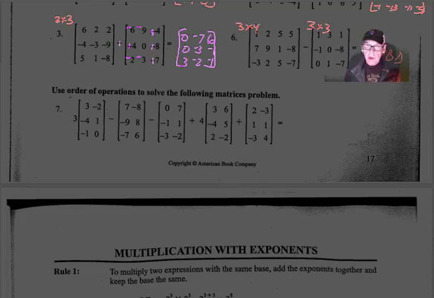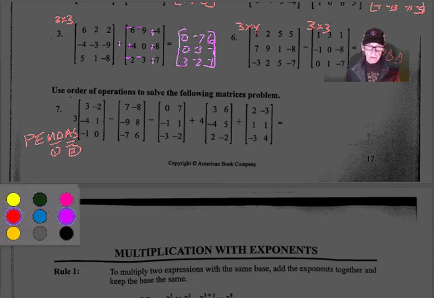Okay, use order of operations. So remember, order of operations, PEMDAS, you do multiplies and divides before you adds and subtracts. So we're going to have to do 3 times this first and 4 times this one before we add everything together. So while it's just sitting there in place, I'm going to go ahead and edit it.